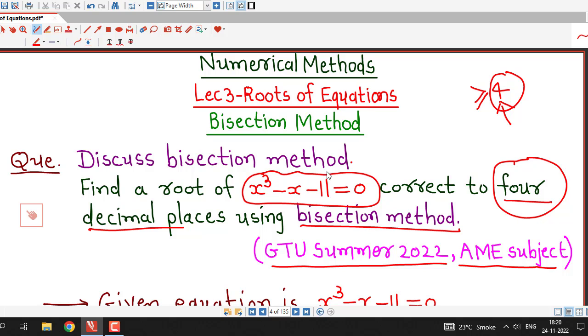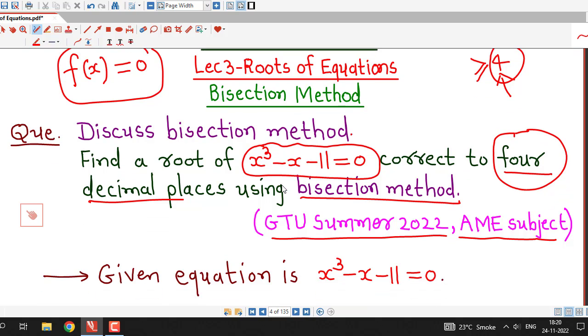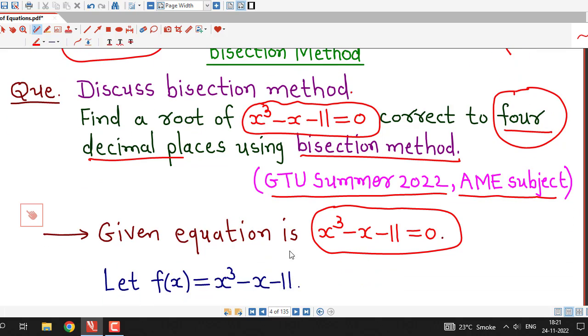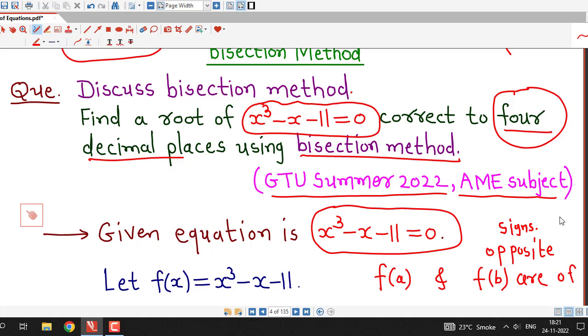Now as we know, we have to first consider our equation in this form. To apply bisection method, first we have to write our equation in this form, some function of x equal to 0, and it is already given in this form. So we can consider f(x) equal to x cube minus x minus 11. Now the bisection method says that if you can find out by trial and error 2 points A and B such that f(A) and f(B) are of opposite signs, then root of given equation always lies in between A and B.